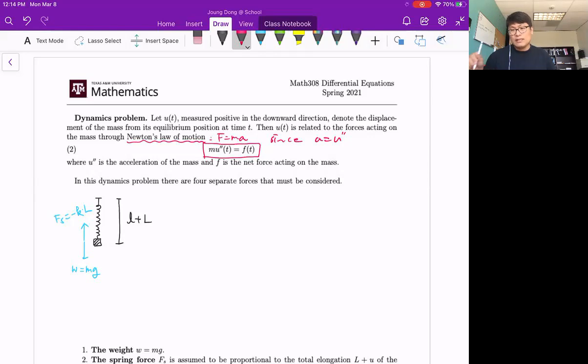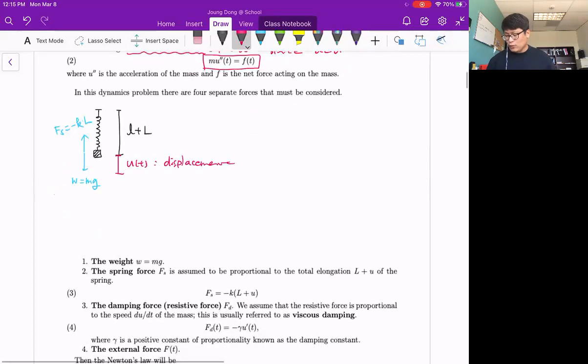But for this dynamics, there are four separate forces applied here, okay? So we're going to talk about that one. Here we go. As I told you, we're going to stretch this out this way. u of t is the length, which is the position, or we can say it's the displacement. So here, there are four forces, okay? The first one is weight. We talked about this one already, right? Weight W is equal to mg, which is based on the gravitational acceleration, okay?